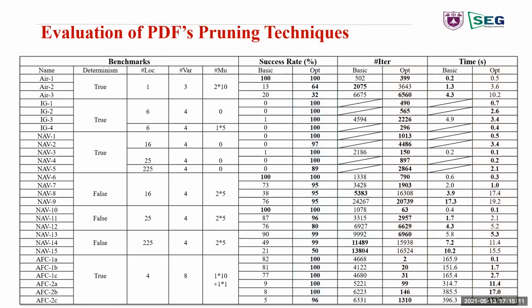Now we compare the basic version of PDF with its optimized version to evaluate the effectiveness of its pruning techniques. Without pruning, the success rates of PDF were less than 10% in 12 cases. Equipped with pruning techniques, the success rates were enhanced to higher than 88% in 24 cases. While the success rates were improved in all cases, both the iteration usage and the time usage were generally maintained or even reduced in many cases.